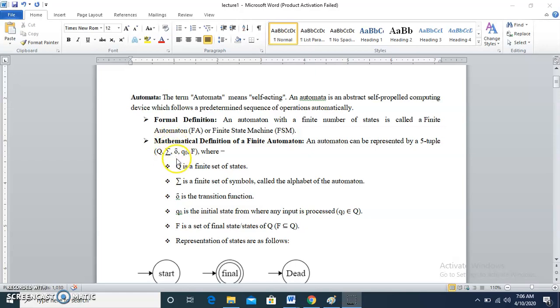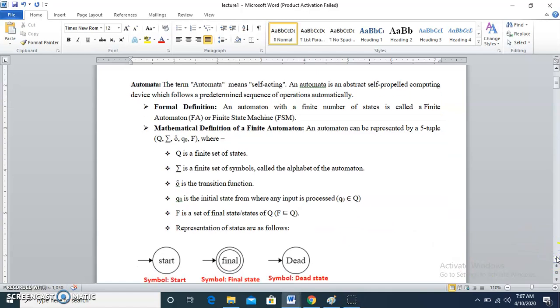Clear? This one is delta. Delta is the transition function. Q naught is a starting state, or you can say that it's the initial state, and F is the final state. Clear? You know very well, I already told you that Q is the set of states, collection of all these states. So Q naught also belongs to this capital Q, and this final state is also the subset of this set of states. Now there are some representations that you have to remember while drawing the diagram, while drawing the finite automata.